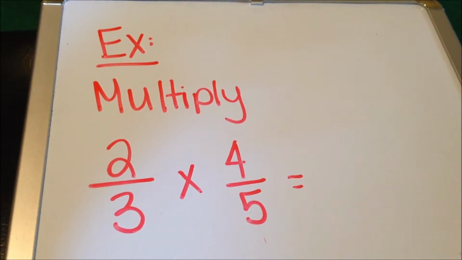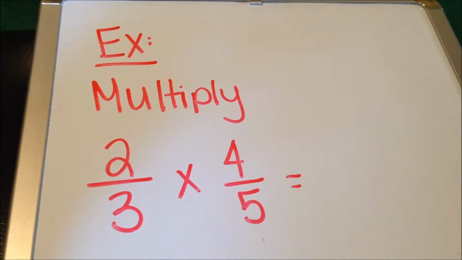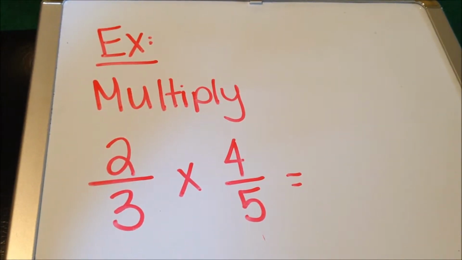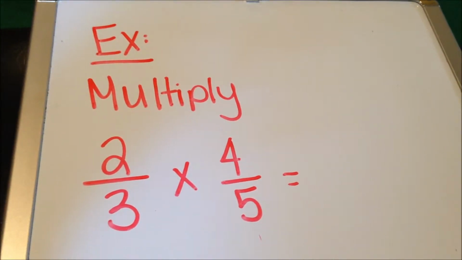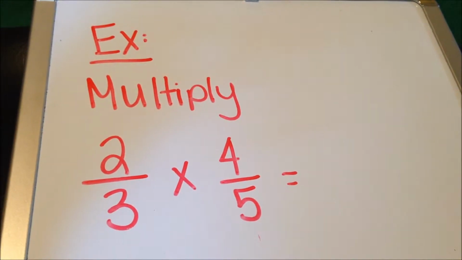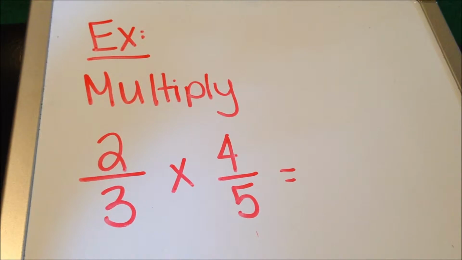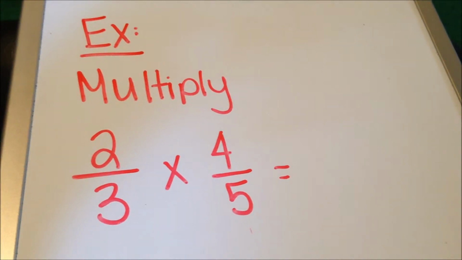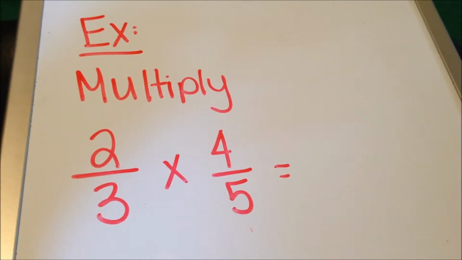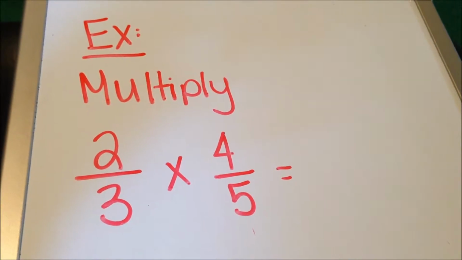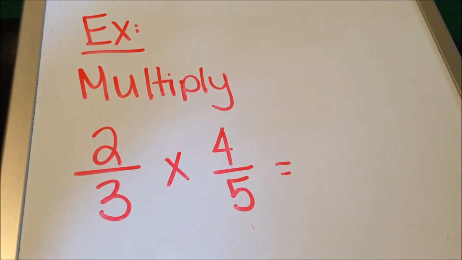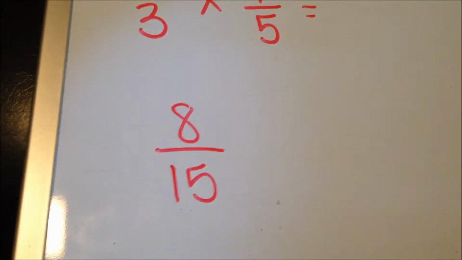When you multiply fractions, you literally multiply across on the top and multiply across on the bottom. So you're going to multiply 2 times 4 and multiply 3 times 5. This is completely different from adding and subtracting fractions. So if we multiply, we end up with 8/15.